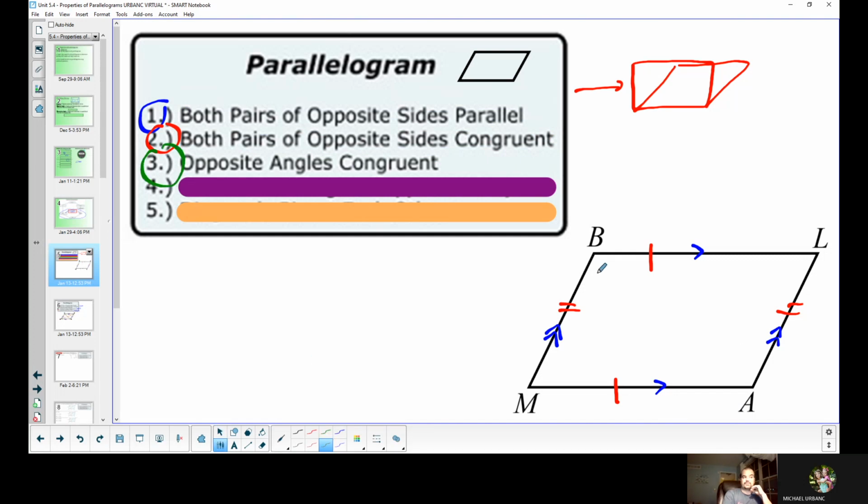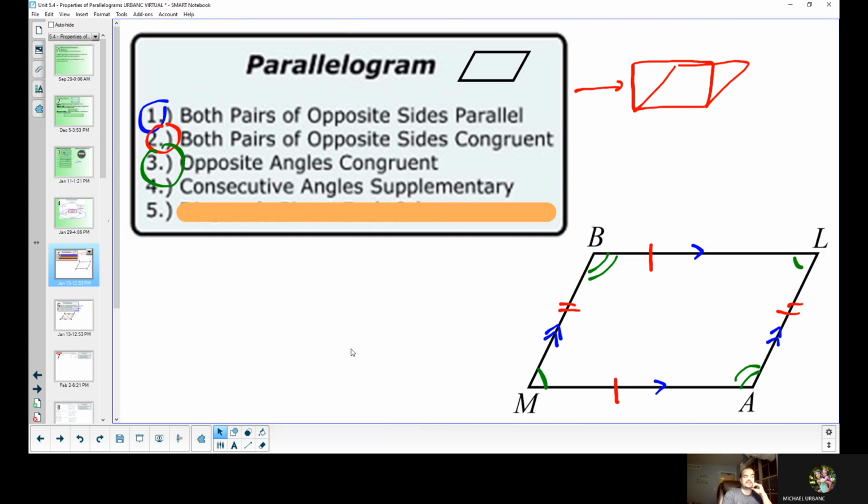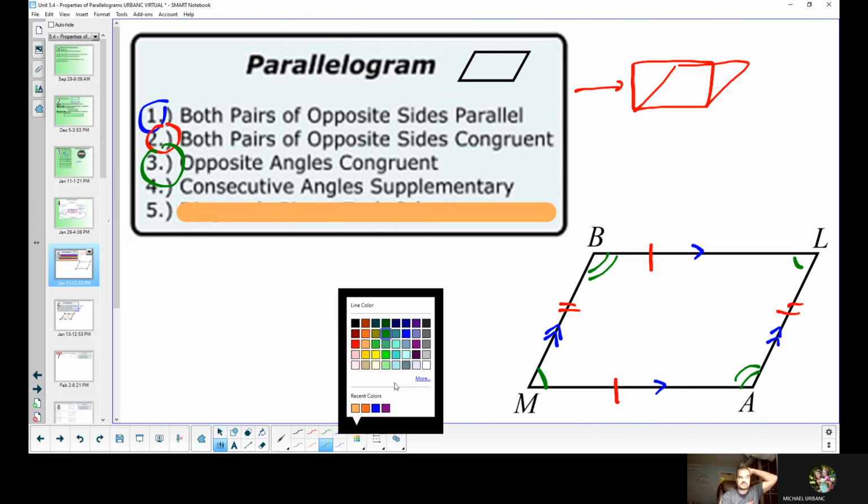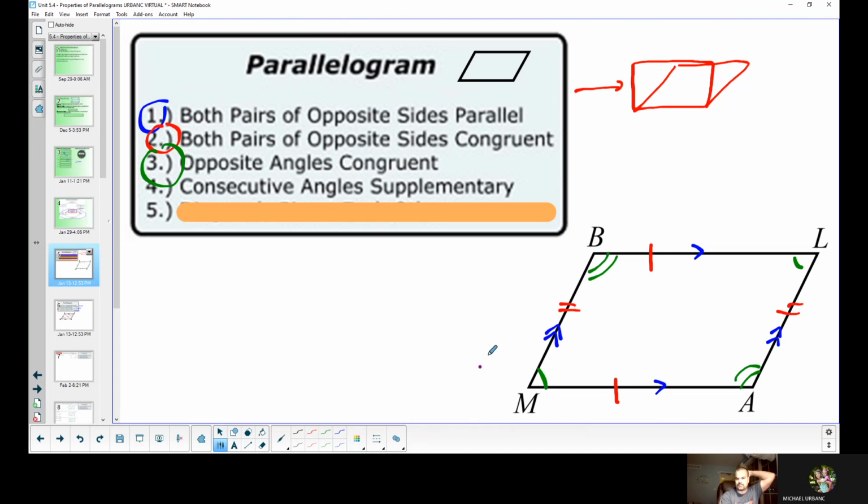So that's angle B, which we'll put 2 tick marks here, and angle A. Those are opposite angles. And then angle L and angle M are opposite angles. And that's it. Property 4, consecutive angles are supplementary. Now this is one I'm not going to put any tick marks on because there is no tick mark for supplementary, but we do know that consecutive angles would be, for example, angle M and angle B, because they are next to each other, they share a common side.